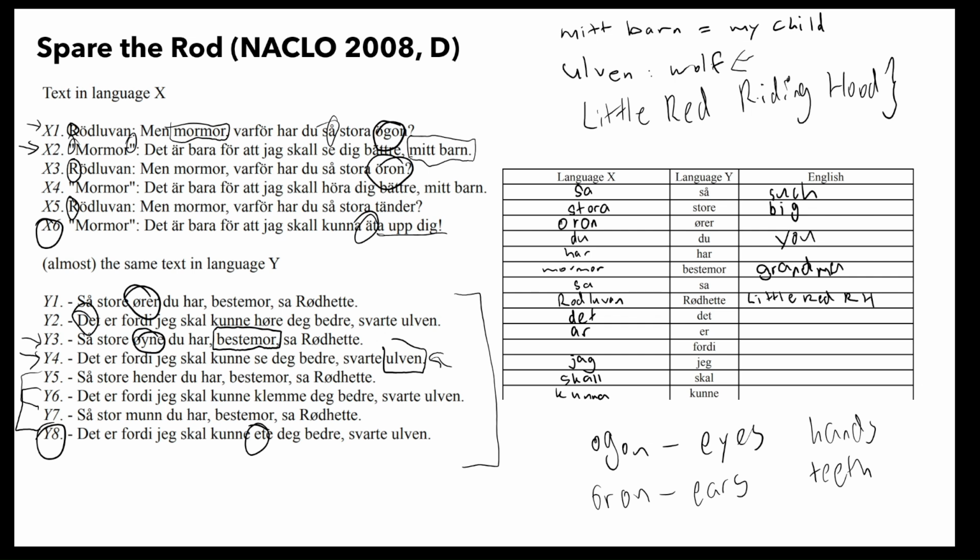Yeah. So I would say, I'm going to say har is have, because you say, why have you such big eyes? Yeah. They are, I'm going to say, det is they, right? We're saying that det is they are better for seeing you with, right?